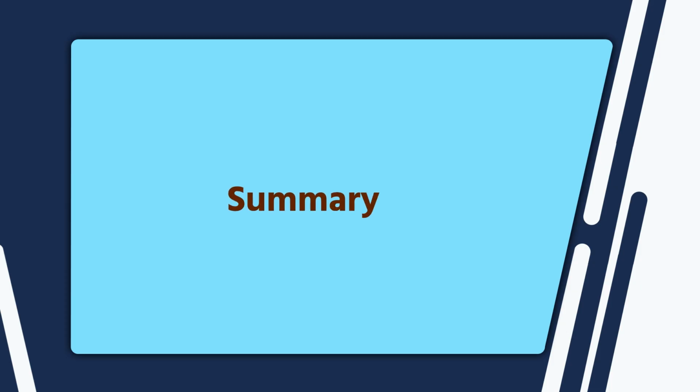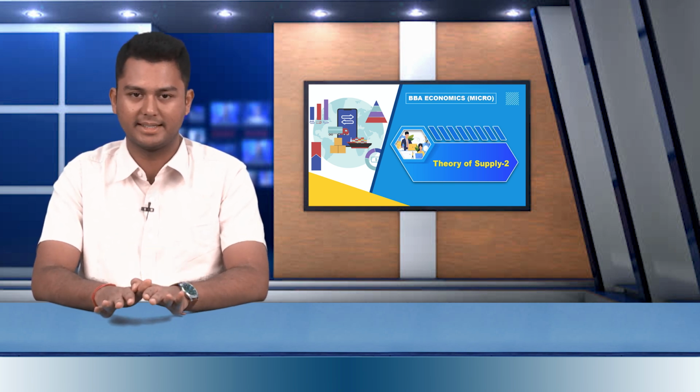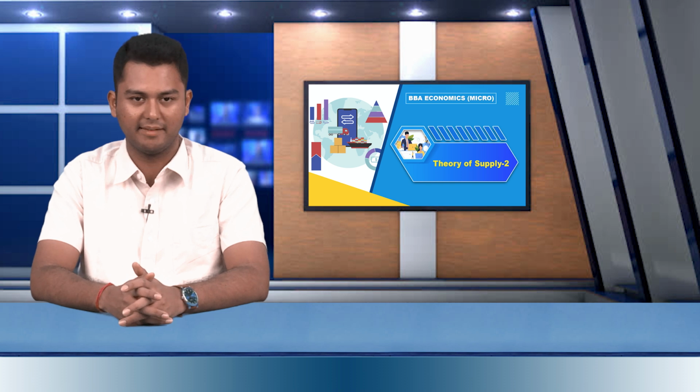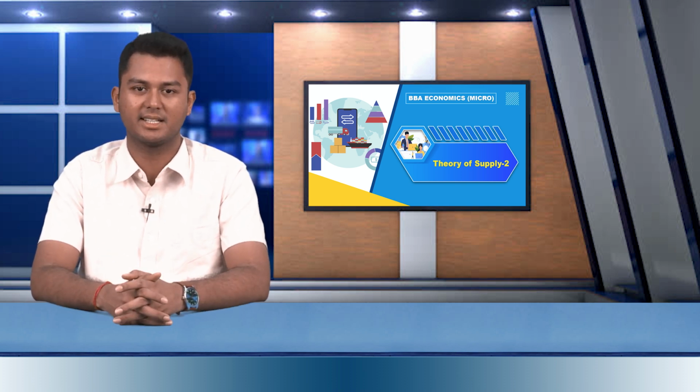Now, if we summarize the session, then the theory of supply provides essential insights into producer behavior and market dynamics. Supply represents producers' willingness and ability to offer goods for sale at various prices. The law of supply establishes the positive relationship between price and quantity supplied that drives market behavior. Multiple factors beyond price affect supply, including production costs, technology, input availability, government policies, and expectations as well. Understanding these factors helps predict supply changes.